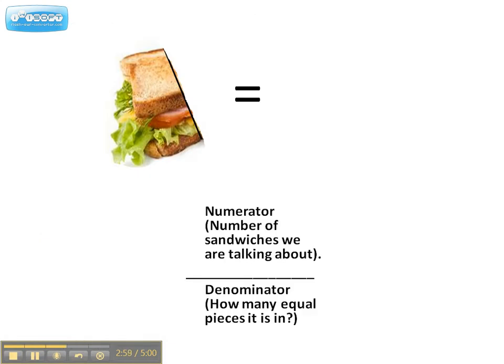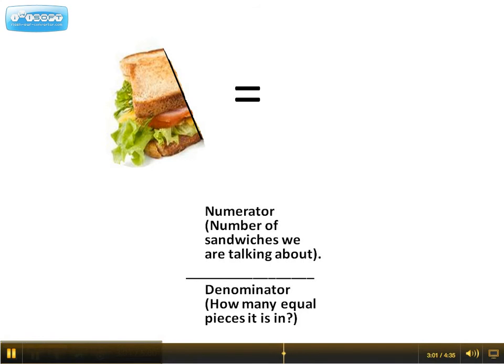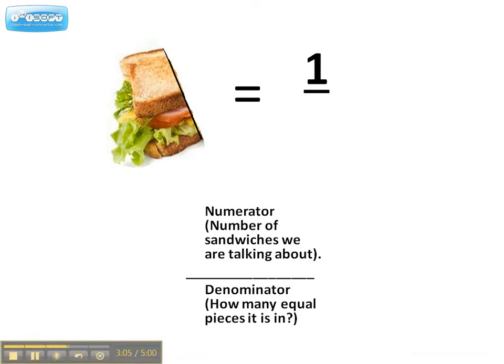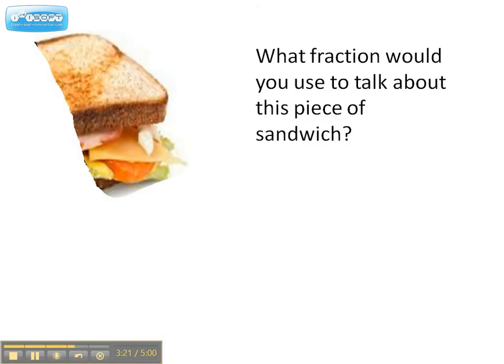Well, originally there was one whole sandwich. So our numerator, the number of sandwiches we are talking about, will be 1. Our denominator, how many equal pieces it is broken into, is 2. This is one of 2 pieces of our sandwich. So our denominator will be 2. Another way to say how many pieces of sandwiches is 1/2 of a sandwich.